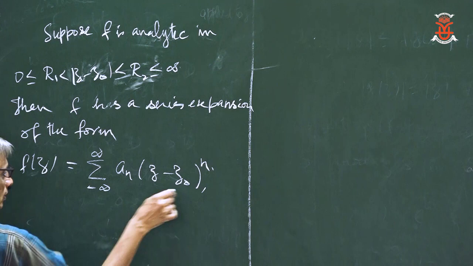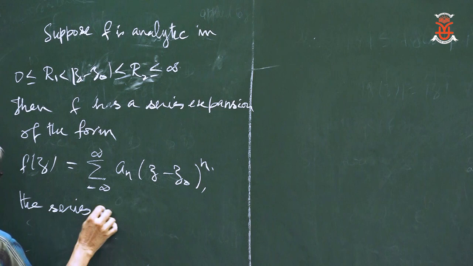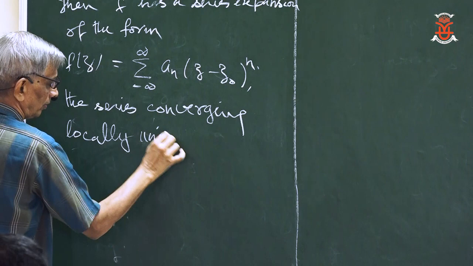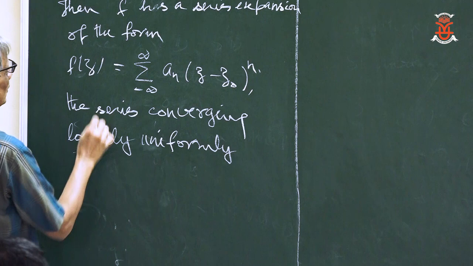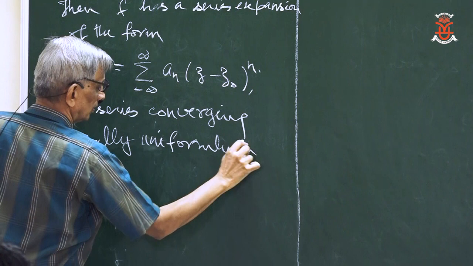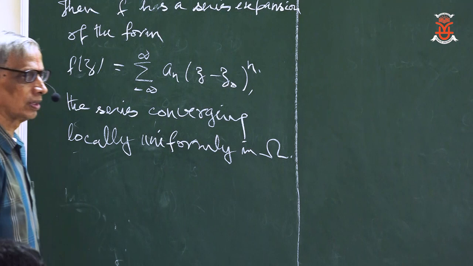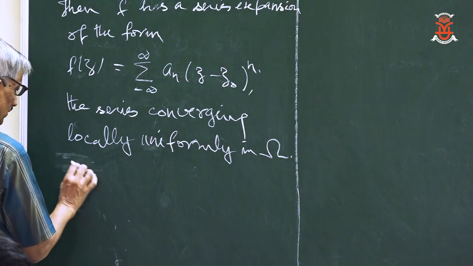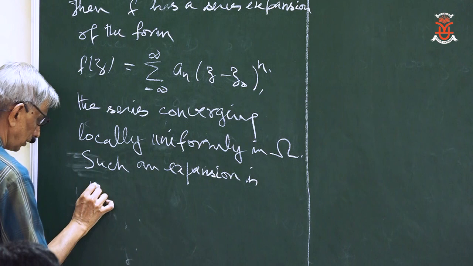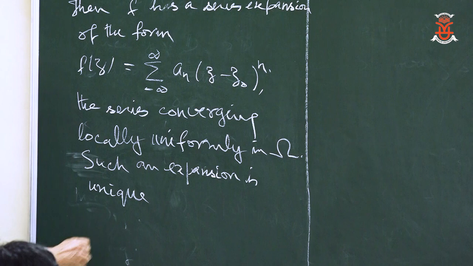Series, converging locally uniformly. Okay, let's call this something. Okay, this is your omega now. Such an expansion is unique. And in fact, you can write down what the coefficients are.